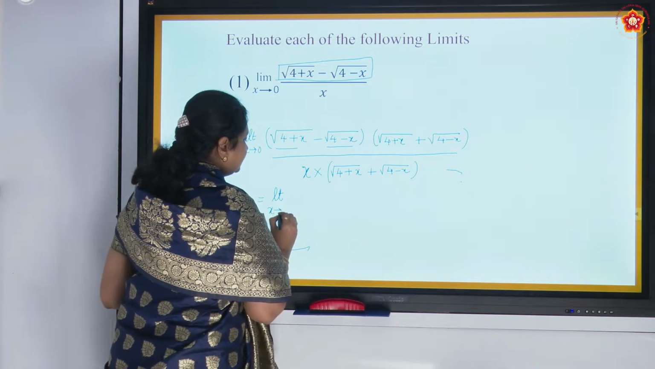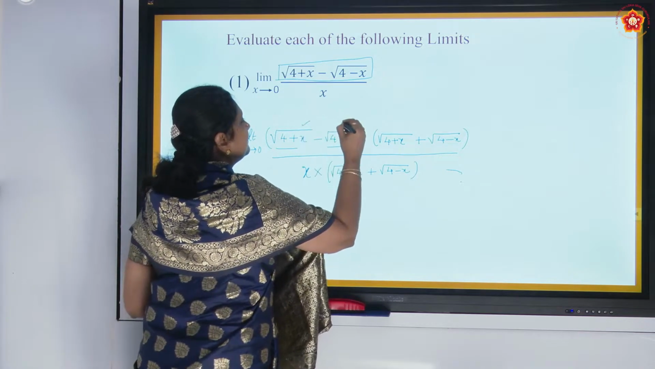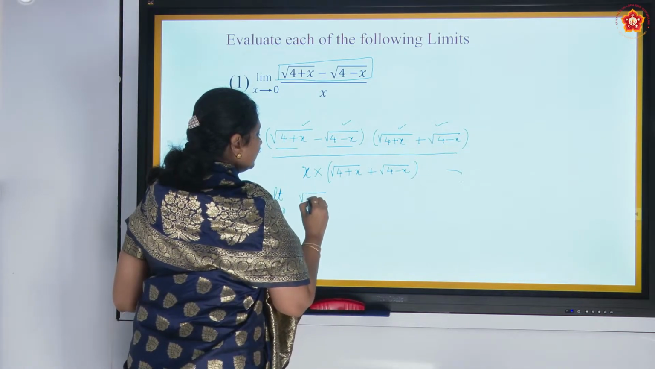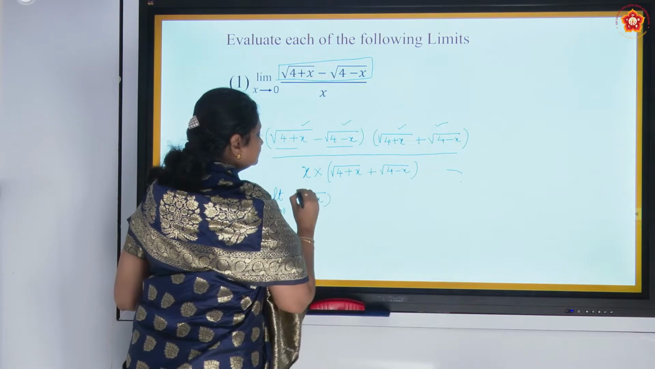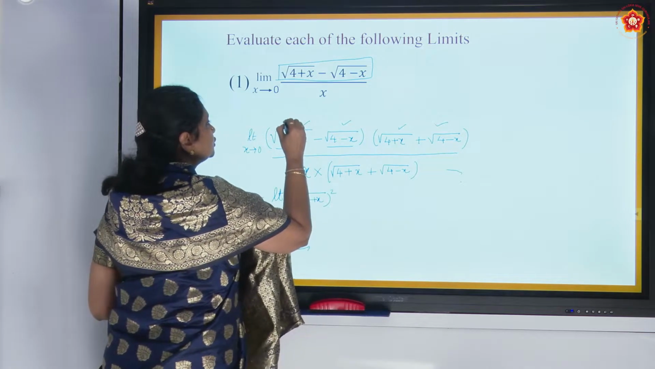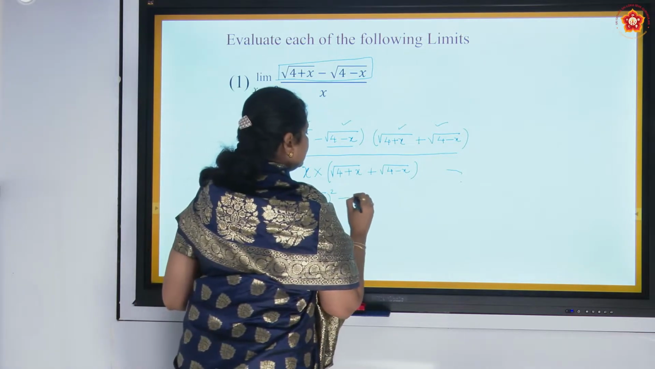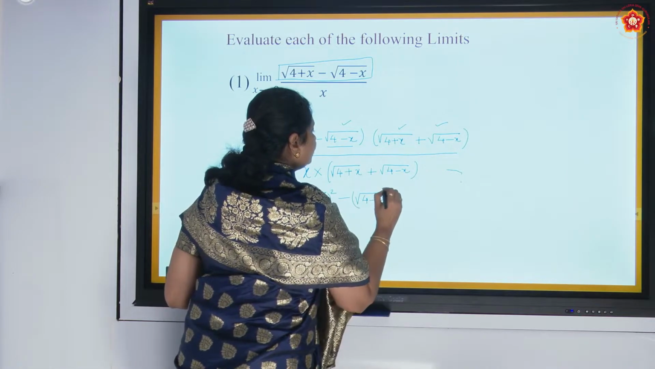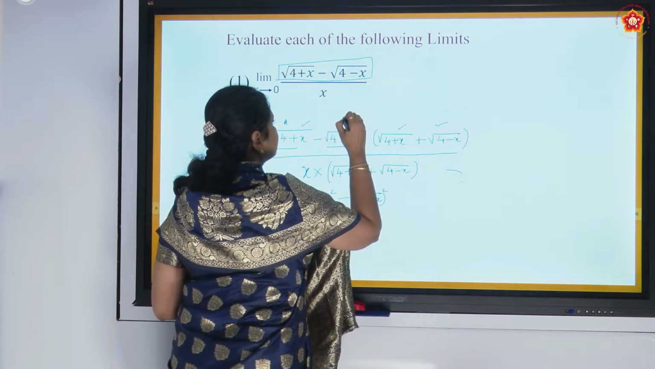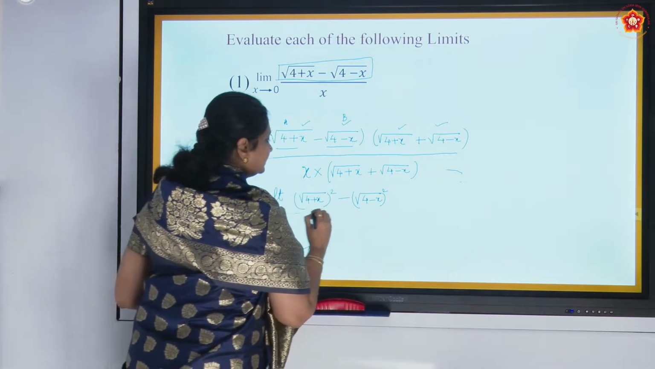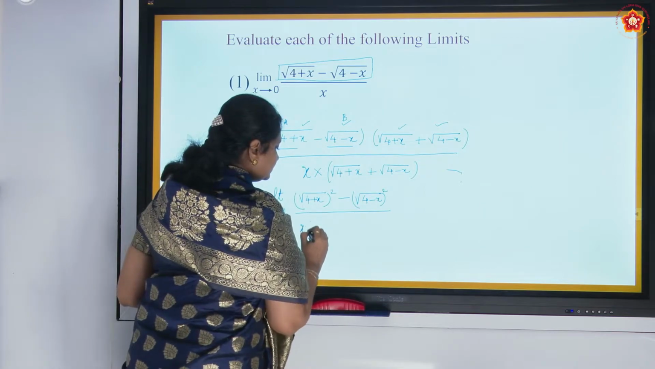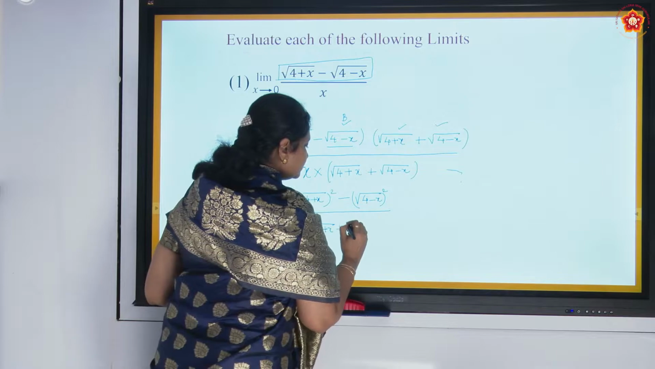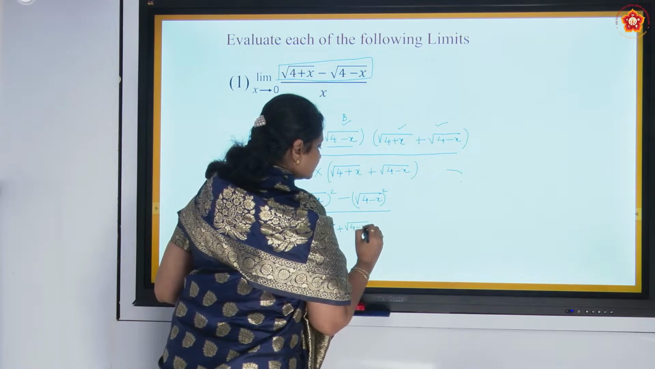So when I multiply these two, what do I get? This is a minus b into a plus b. So this is a square, wherein my a is root of 4 plus x, a square minus b square. My b is root of 4 minus x, divided by x into root of 4 plus x plus root of 4 minus x.